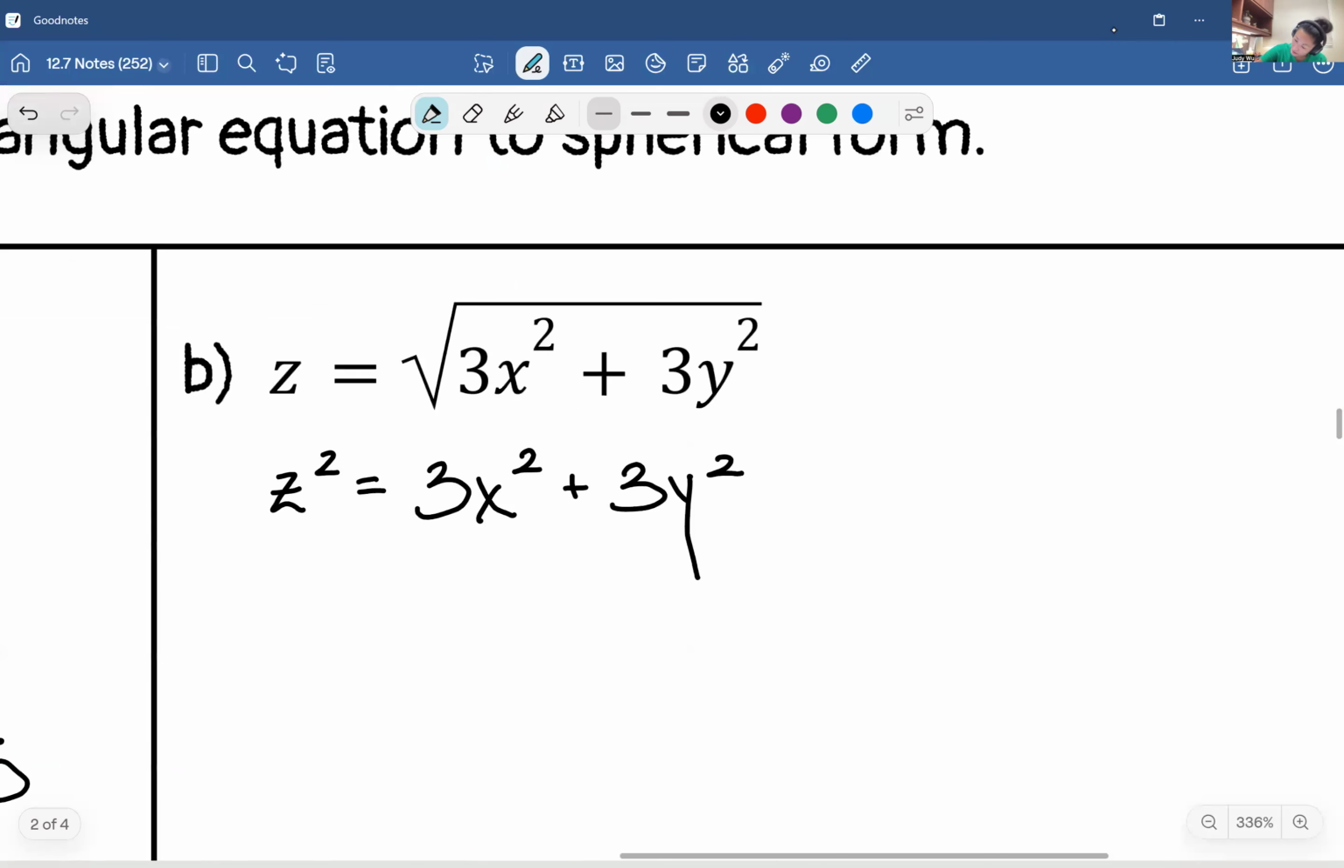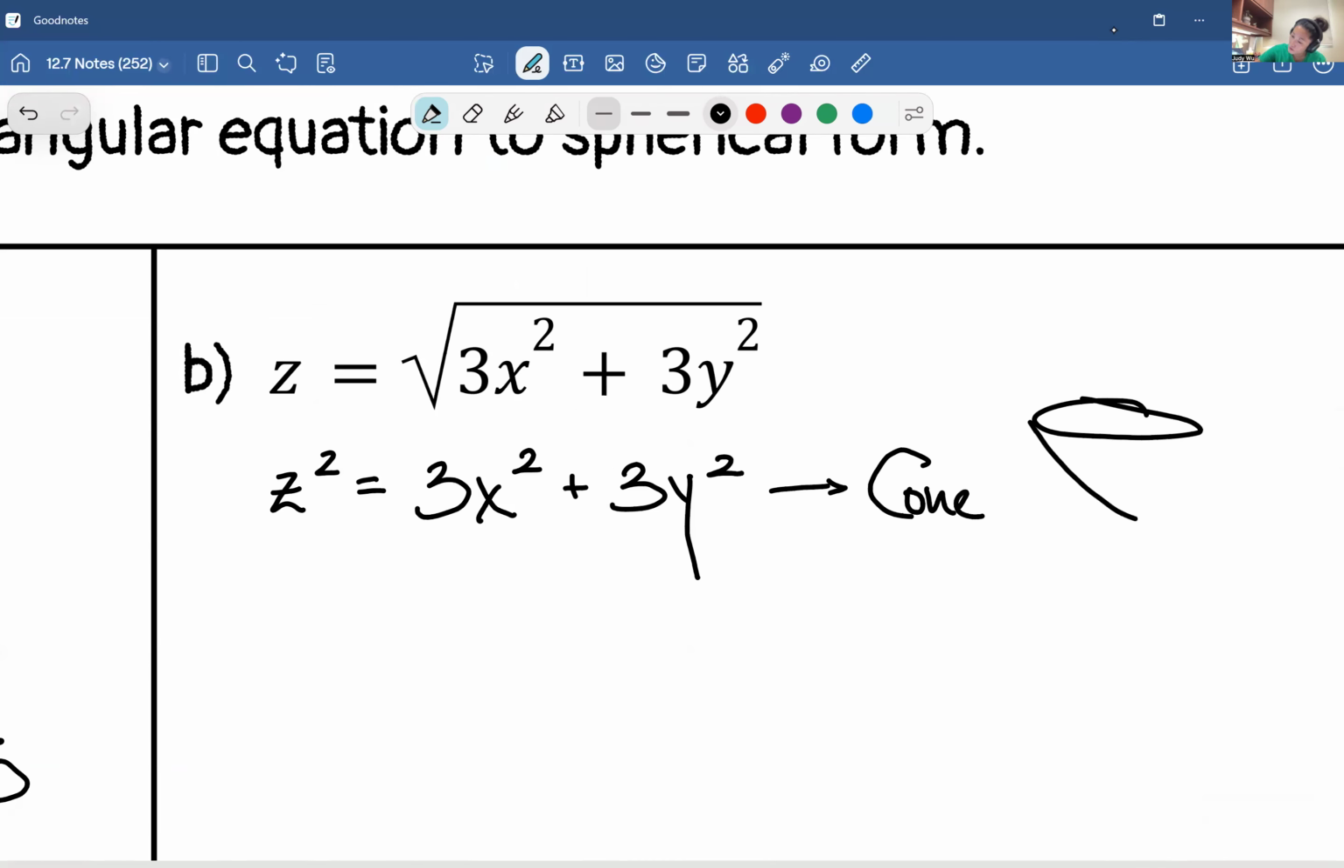So this is going to be a cone. It's going to be opening upward, but our x and y's are going to be a little bit wider than they were in part B from example number 4.